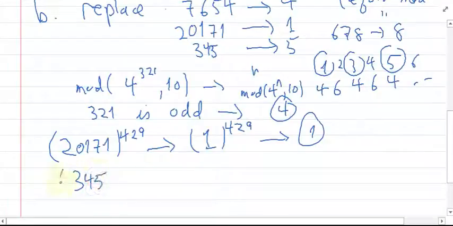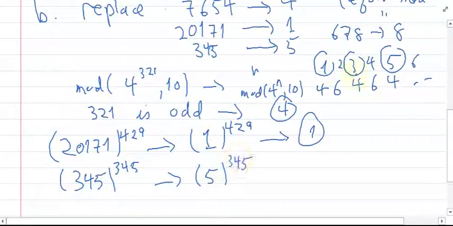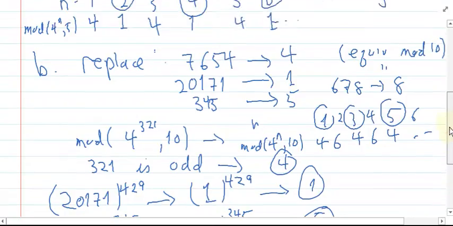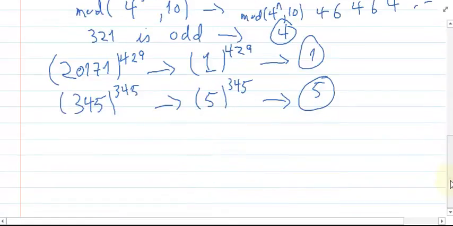345 to the 345. Well, remember, I can replace the 345 with 5 to the 345. And if you do this same sequence with 5, you'll notice that anytime you multiply 5 by itself, you're always going to get a number whose last digit is 5, which means that that's always going to give you 5 no matter what. Okay. Then the last one is 678 to the 678.